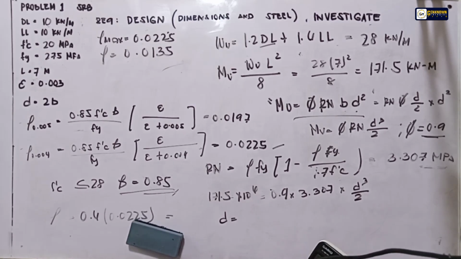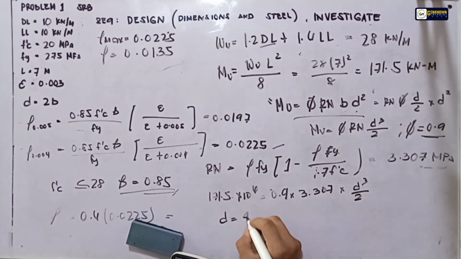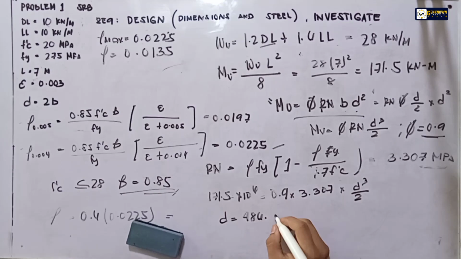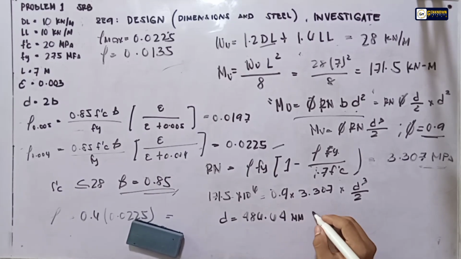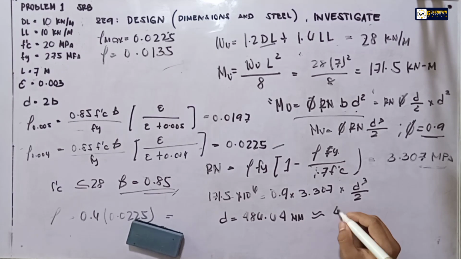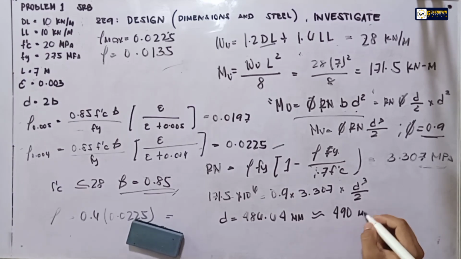171.5 times 10 raised to 6 is equal to 0.9 multiplied by 3.307 multiplied by d cube over 2. So, ang d natin is equal to 486.64 mm. So, round up natin yan. Let's say that is equal to 490 mm.